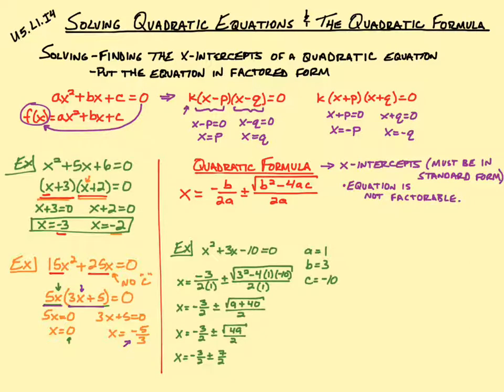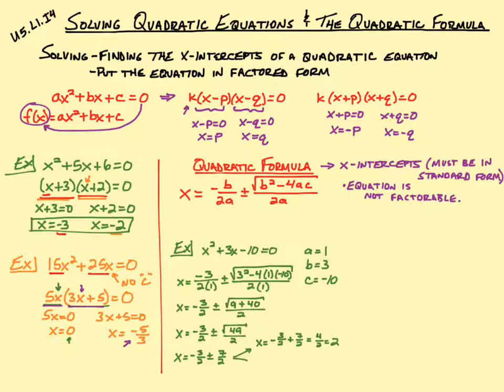Now, this plus or minus means that we have to find both of those pieces. So we have to solve each one of these. So let's look at the plus part first. We get x is equal to negative 3 over 2 plus 7 over 2. When we add those together, we get 4 over 2, which simplifies to positive 2.